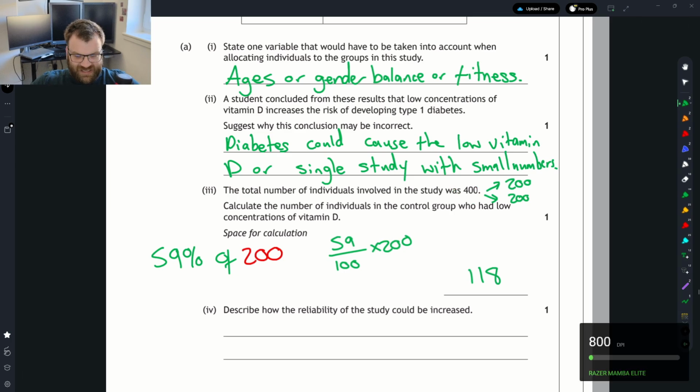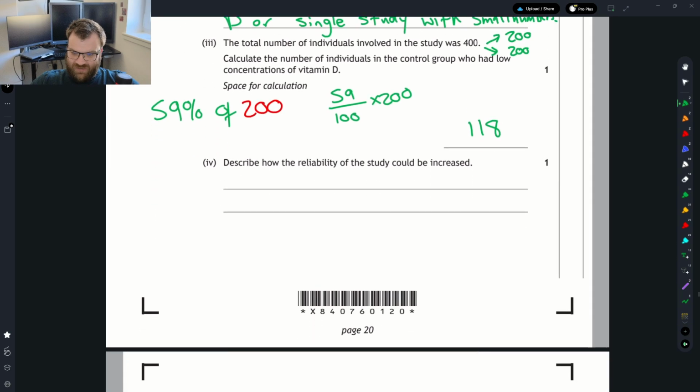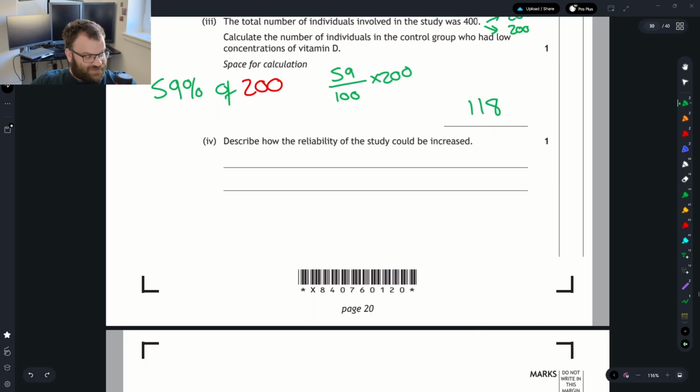That's how many are in the study. It doesn't say that's how many in the control group. I just took it for granted. They tried to throw me and it worked. Increasing the reliability: do more studies with more groups and then calculate the average of them.